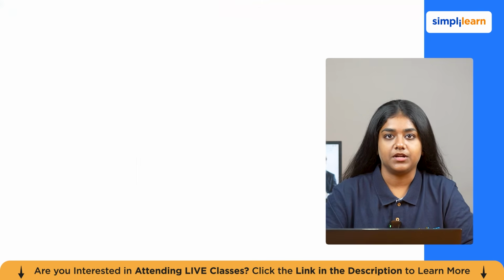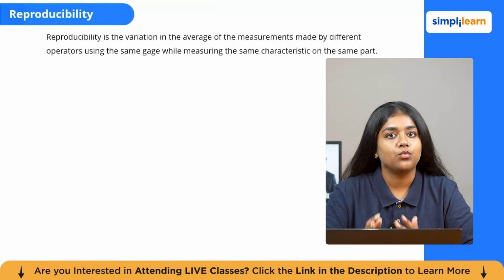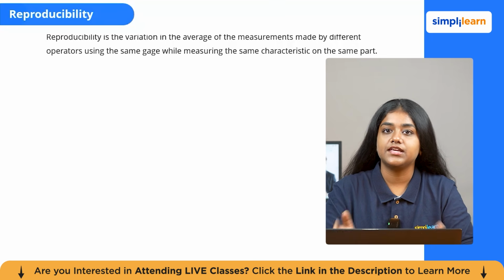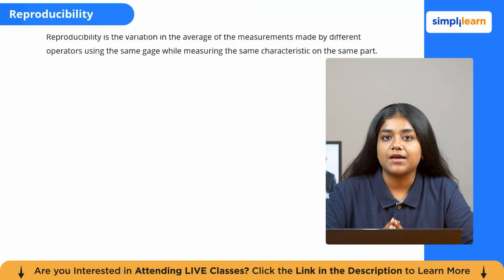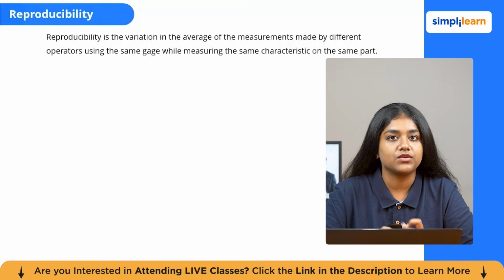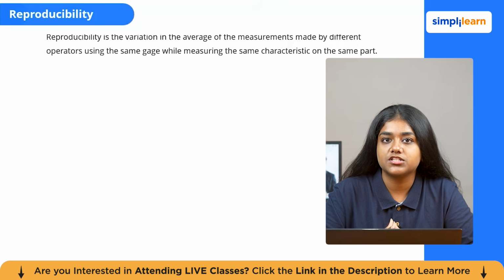Now let's look into reproducibility. Reproducibility is the variation of the average of the measurements made by different operators using the same gauge while measuring the same characteristic on the same part. This is called appraiser variation, AV, because it captures the difference between the operators. If operator A consistently measures a part as 25.02 millimeters and operator B measures the same part as 24.98 millimeters using the same gauge, the difference is reproducibility error.